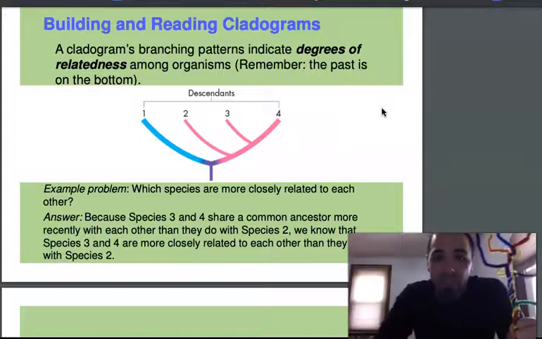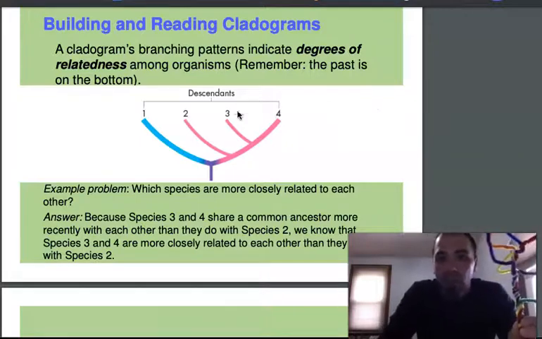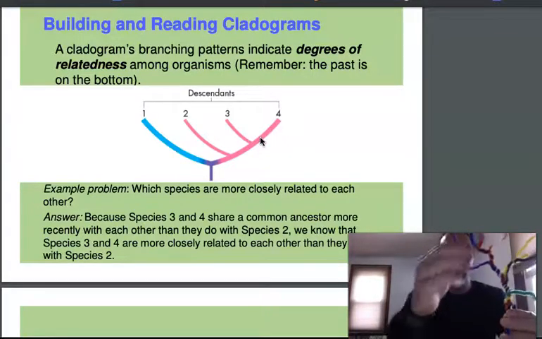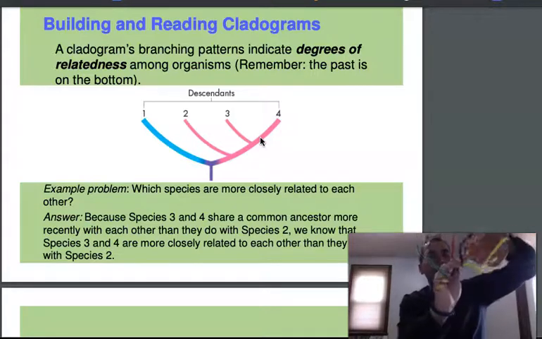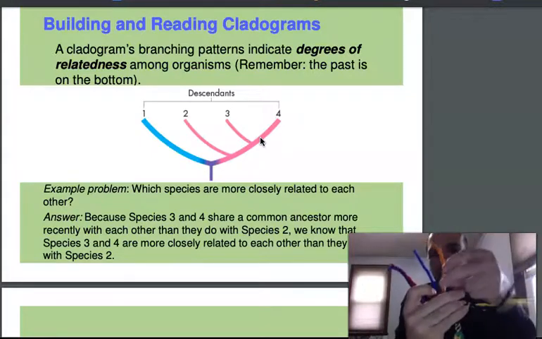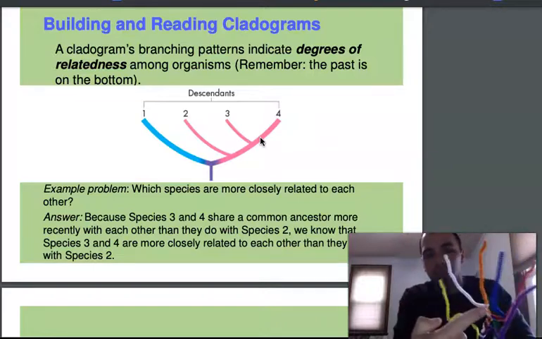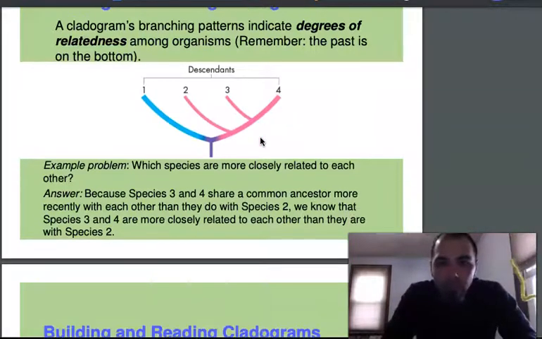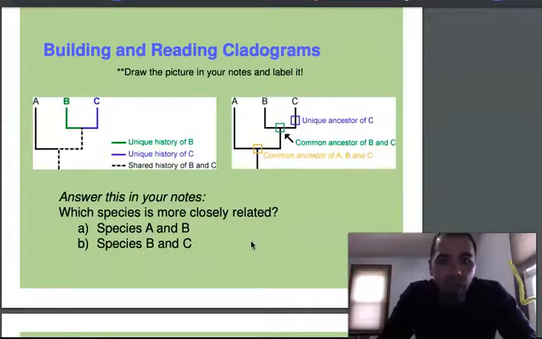If we look at this, which species are more closely related to each other? 3 and 4 are, because here's their most recent common ancestor. They branched off. In my cladogram, the most closely related are my orange and white, because they've diverged most recently. Which species are more closely related, A and B or B and C? Here's A, then here's B and C. B and C are more closely related, because here's a common ancestor, speciation event, common ancestor, speciation event.